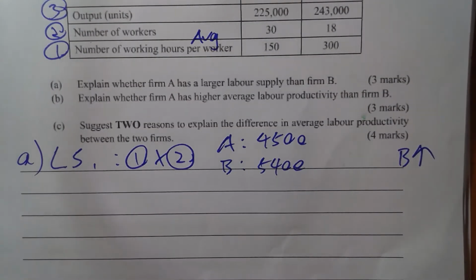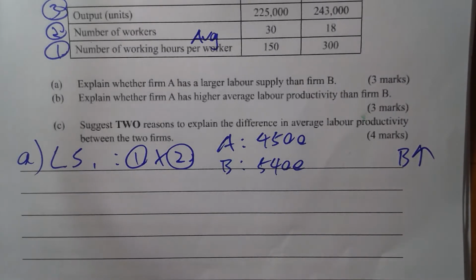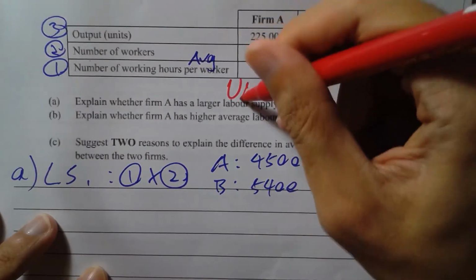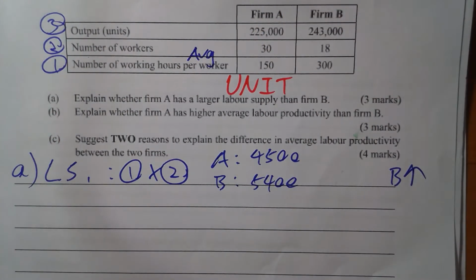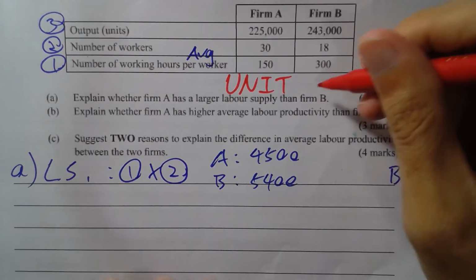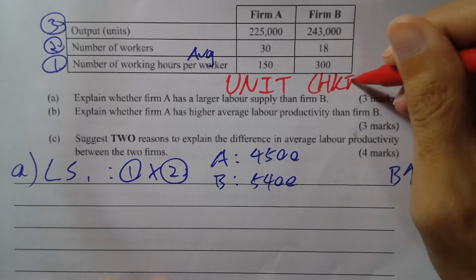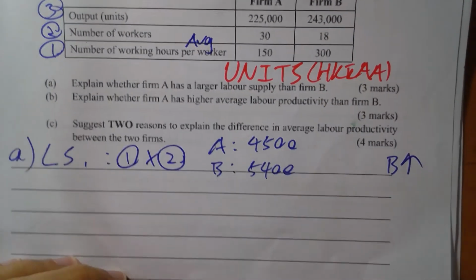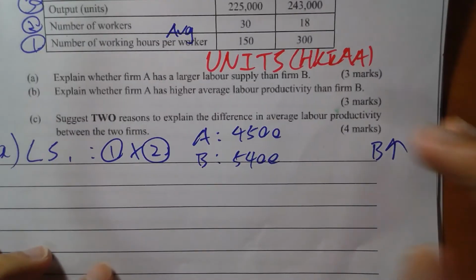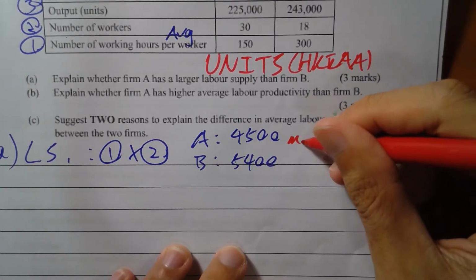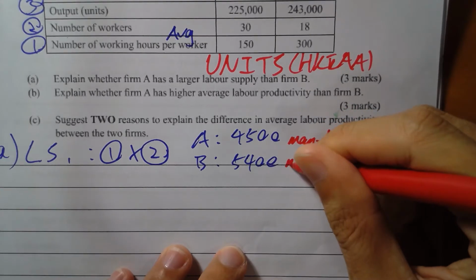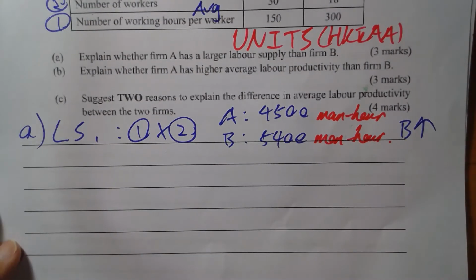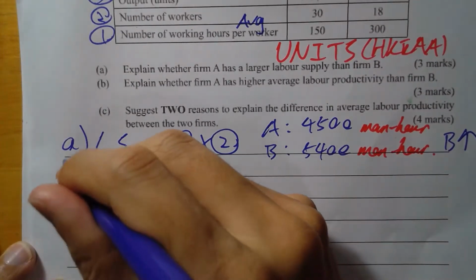Is there full marks here? No, because you miss something. The blank space is left for a reason. Please remember, unit is important in exam. This one is set by HKEAA. I heard it from a talk, the EAA is really picky, unit is very important. So remember, for labour supply, the unit would be man hour. Don't miss it, if you miss it I really can't help you.